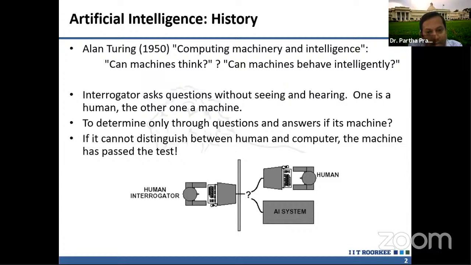How he proposed the experiment: there will be one human interrogator on one side of a partition, and on the other side there will be one human, or it could be one AI system. The human interrogator will ask some questions, and these questions will be answered either by the human or by the AI system. Then the interrogator has to understand whether it's an AI or a human who is answering. If he fails to understand whether it's a human or an AI system, that means the AI has passed. That means the machine has passed the test, that the machine is behaving like a human. That actually started in the 1950s.